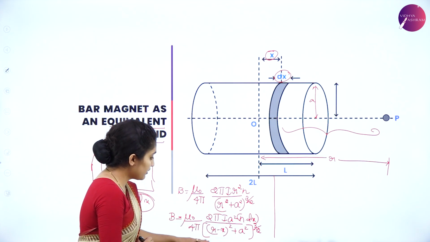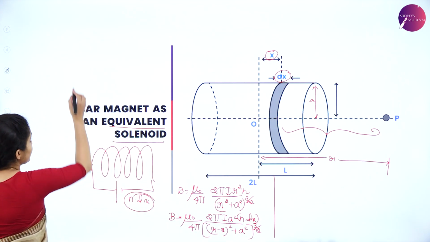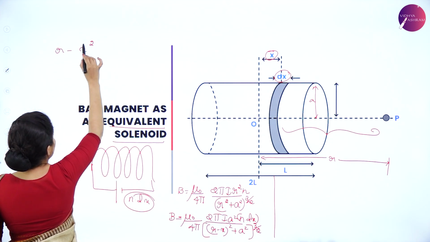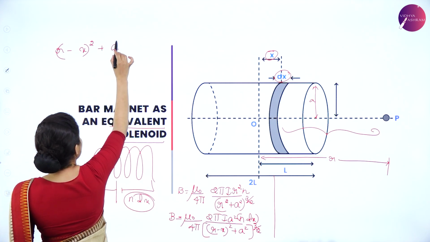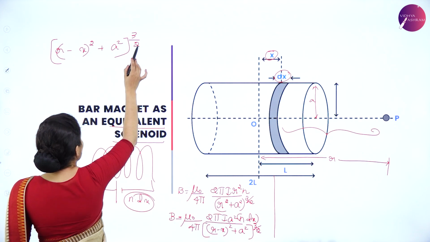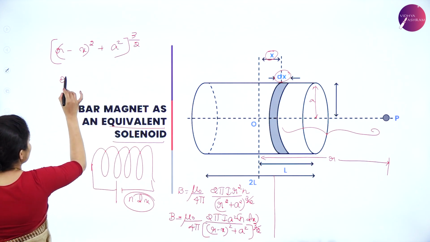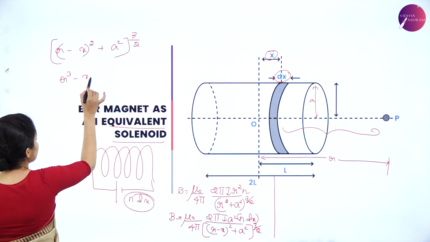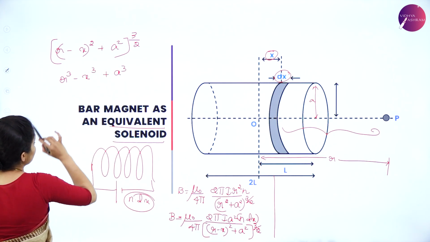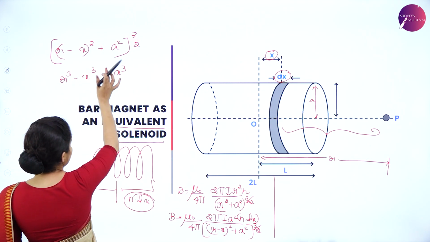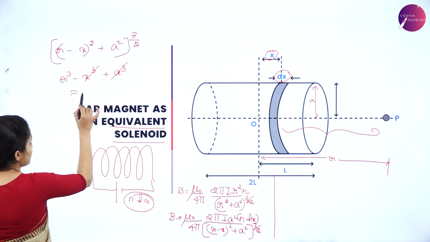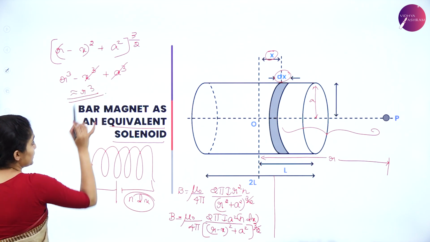So just simplifying these terms, you have (r − x) square plus a square, and everything gets inside the power 3 by 2. So the 2 cancels with respect to everything, and we have r cube minus x cube plus a cube. Now if this r is very much greater than these two terms, then they can be neglected. So approximately this value will become equal to r cube.